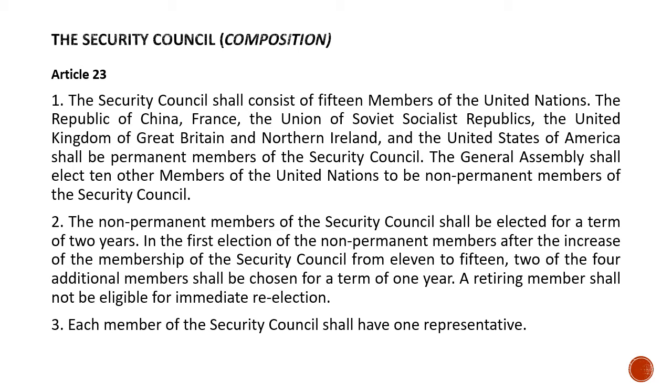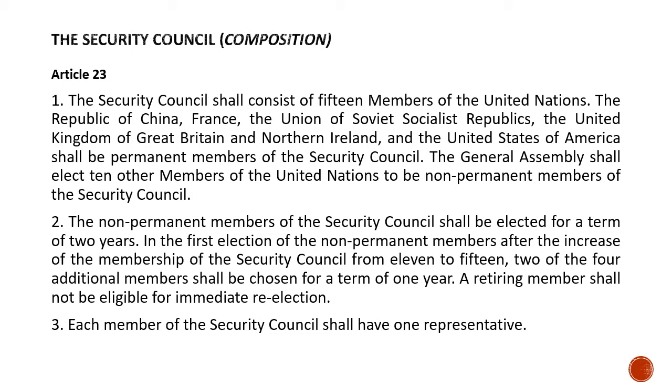And it will be the responsibility of the General Assembly to elect those 10 members. The non-permanent members of the Security Council shall be elected for a term of 2 years. In the first election of the non-permanent members after the increase of the membership of the Security Council from 11 to 15, 2 of the 4 additional members shall be chosen for a term of 1 year. A retiring member shall not be eligible for immediate re-election.